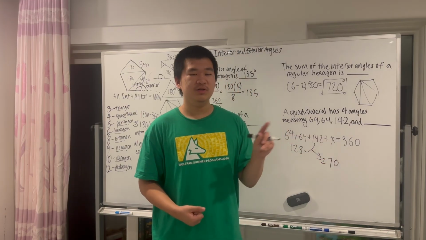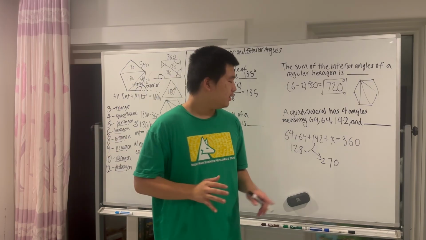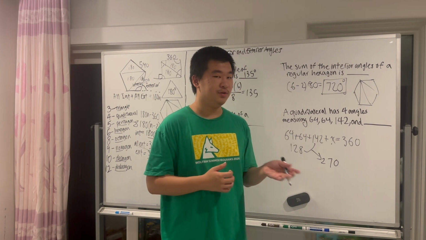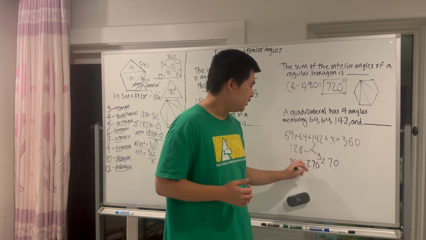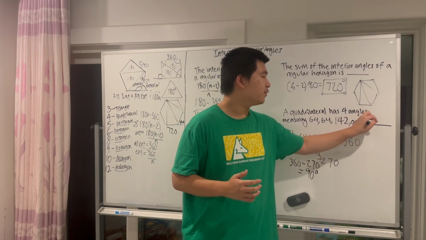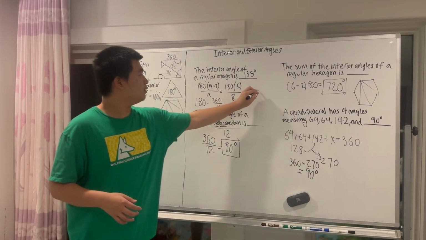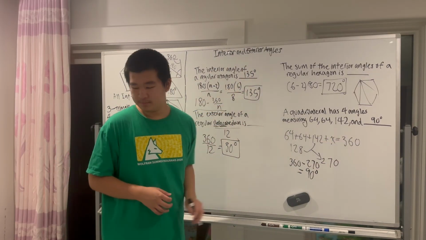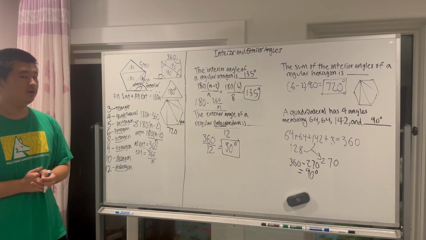So I know 270 plus some other angle equals a total of 360. And so that some other angle is 360 minus 270 equals 90. A perfect right angle. Of course, it's a coincidence, but it's nice. 90 degrees. Always right degrees, kids. Always right degrees. So that is interior and exterior angles.